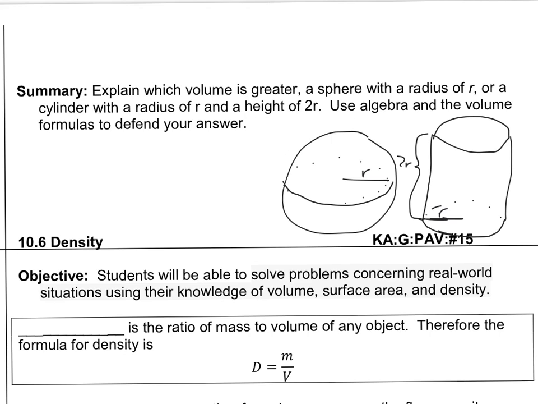Well, I would recommend using the volume formulas. Plug in a 2r for height and r for radius for the cylinder, and plug in just an r for the sphere, and see if you get some type of algebraic expression that's similar, and see from that you could figure out which one would have to be bigger. So just something to think about, a little way of using algebra to compare volumes.